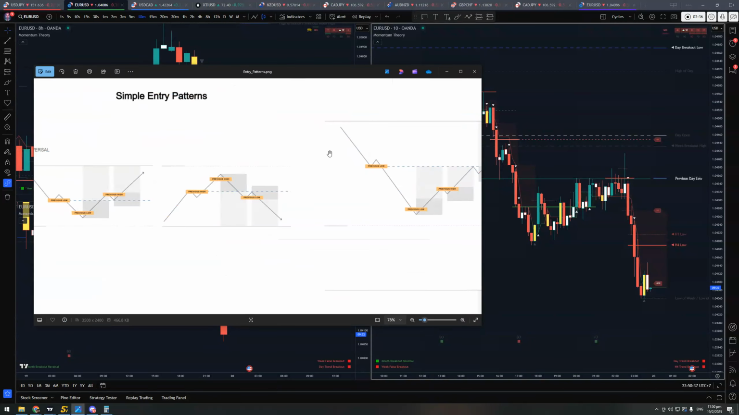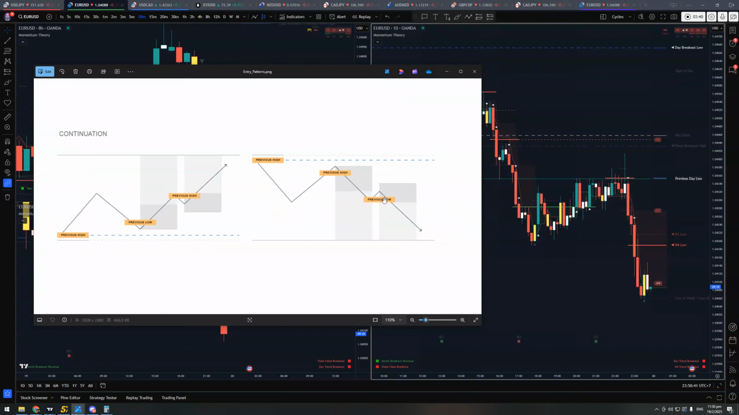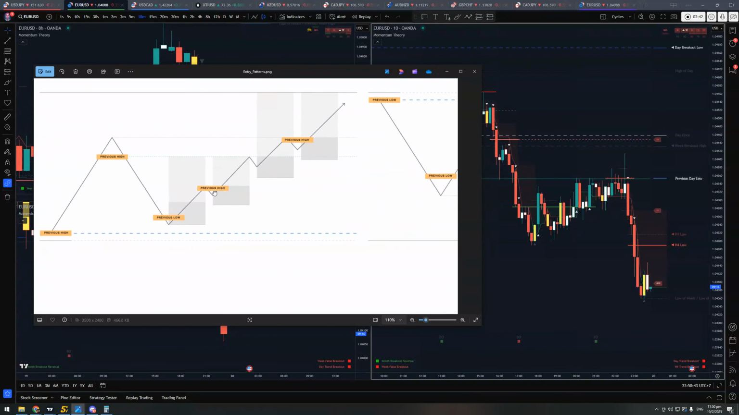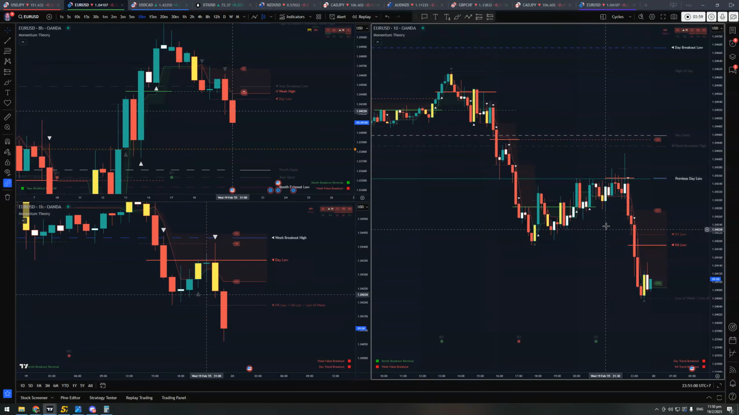I have simple entry patterns as well as complex entry patterns. This one is a continuation entry pattern. So this is a complex one. We broke out below the low, faked out the low, got above, and faking out the high below that breakout level. This is what I want to take. If I take that, the target would be that fake out level. The fake out level is right here.